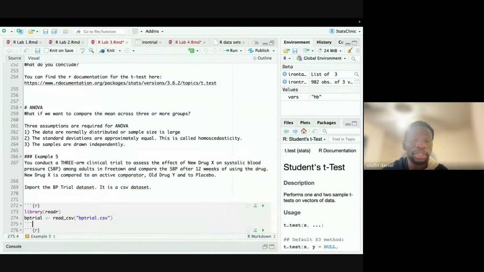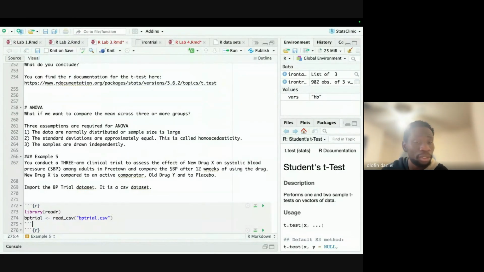One of the assumptions is that the data must be normally distributed, or the sample size is large enough. When they say the sample size is large enough, they put the benchmark at 30. If it's greater than 30, that's when the central limit theorem comes into place. So if it's large enough, greater than 30, even if the data is not normally distributed, it's assumed that the sampling distribution of the means will be normally distributed.